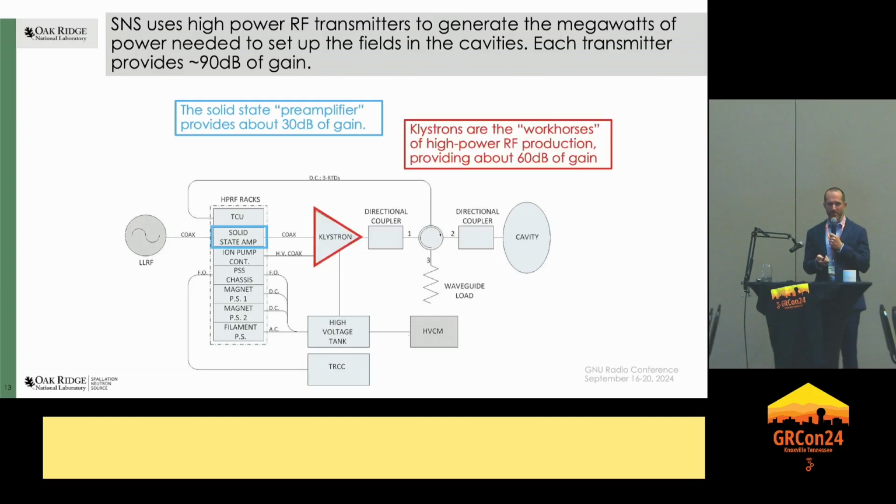The output of that amplifier then feeds a klystron or a tube, mainly klystrons, and we'll talk about those here in a couple slides. They're the workhorses, right? They really give us a lot of gain, 60 dB, and they're the ones that give us output in the kilowatts up to the megawatt level.